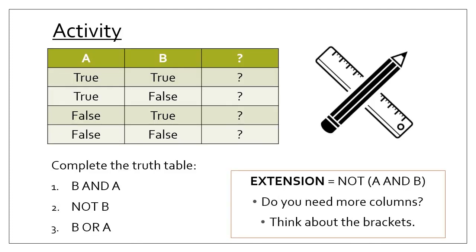So, something for you guys to have a go at. I will put this slide, you'll be able to copy it off here, I think. Complete the truth table for B and A, not B and then B or A. And an extension task, not A and B. Do you need more columns? Have a think about the brackets.